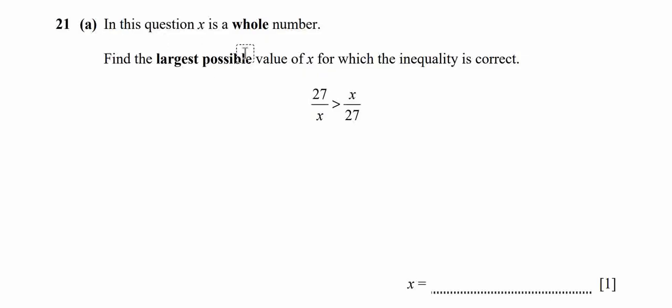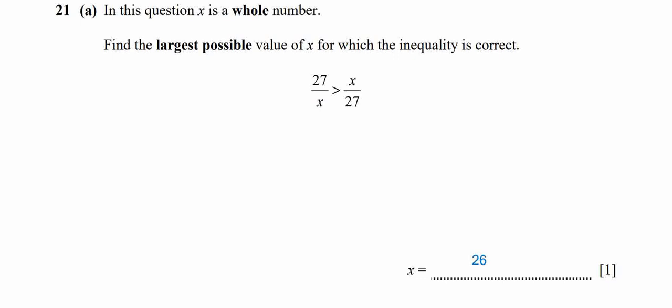Now we're in question 21a. In this question, x is a whole number. Find the largest possible value for x for which the inequality is correct. 10 seconds from now. 10, 9, 8, 7, 6, 5, 4, 3, 2, 1. Well, if you still need more time, you can pause this video. Now we will open up the answer. So for 21a, the answer is 6. So how does it work?